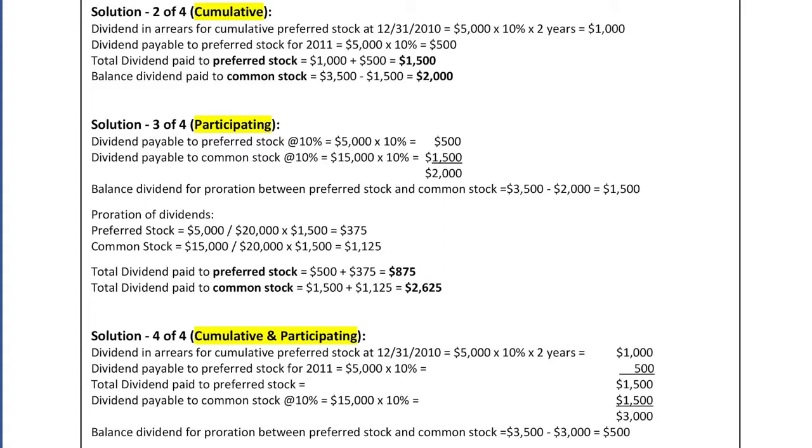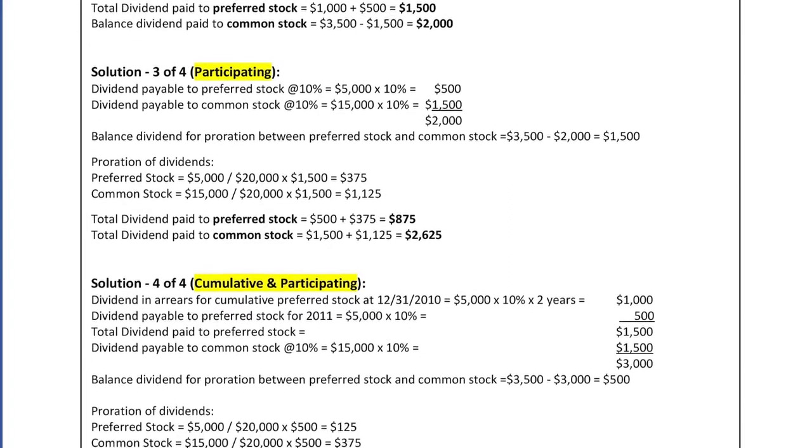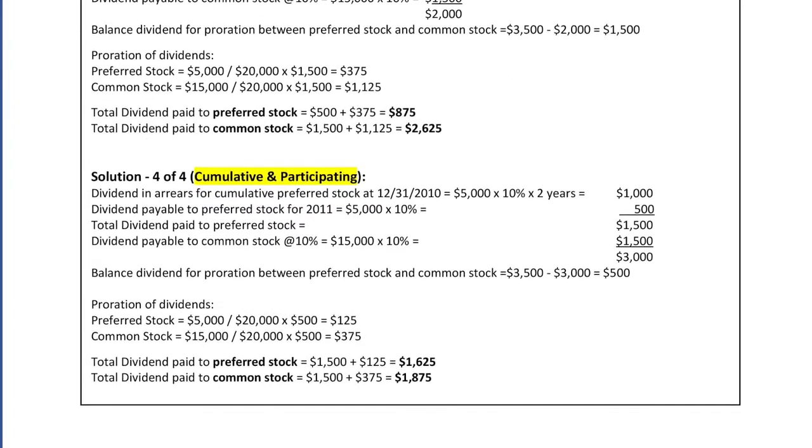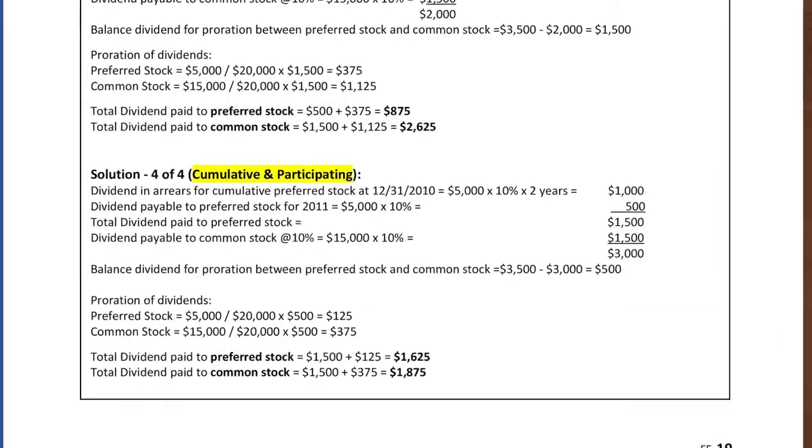So after this, what remains is $500, which is now going to be prorated between preferred stockholders and common stockholders. Preferred stockholders, their book value is $5,000 out of a total of $20,000, 25%. So they're going to get $125 of this excess dividend. Common stockholders, they'll get the remaining $375 of this excess. So the total dividend that goes out to preferred stockholders is $1,500 that we calculated above plus $125 excess dividend, $1,625. What goes out to common stockholders is again $1,500 plus $375, $1,875.